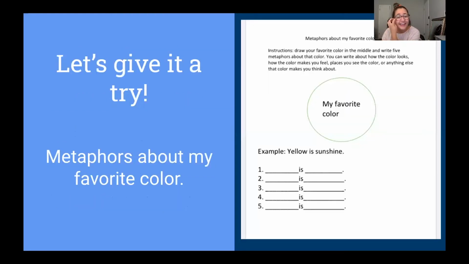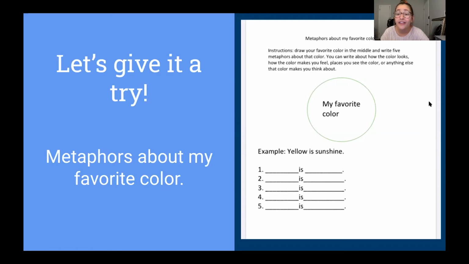So let's go ahead and give this another try. So this is another short activity, and it's called Metaphors About My Favorite Color. So what you're going to do is, my directions got a little cut off. It says that you are going to draw your favorite color in the middle, and then you're going to write 5 metaphors about that color.